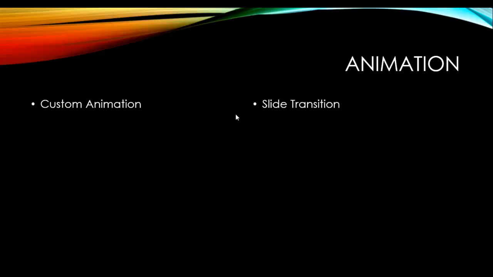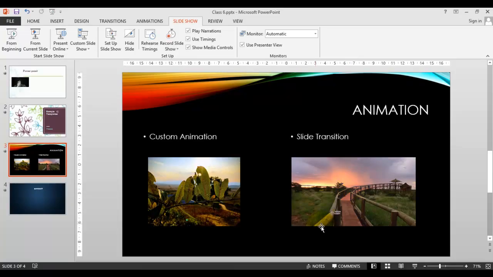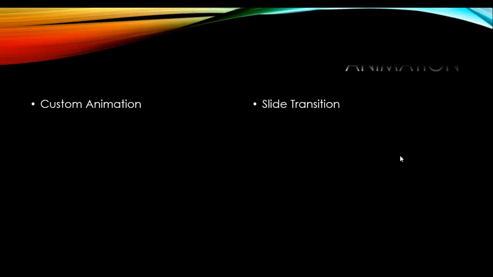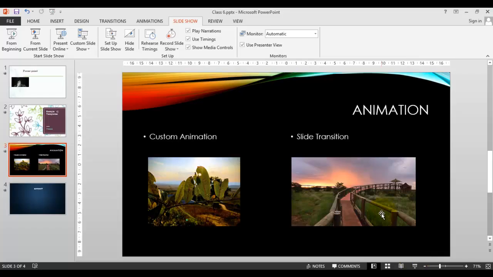Select that particular slide, and click from current slide. Look here, it will start from that slide, the one which I have selected. So this is the slideshow, and you can click from here also. It may be from the beginning or from the current slide.